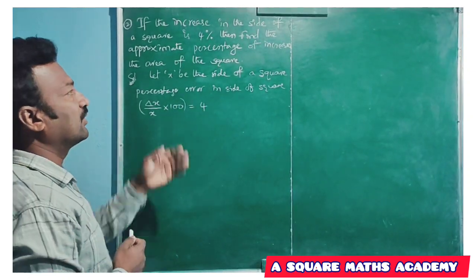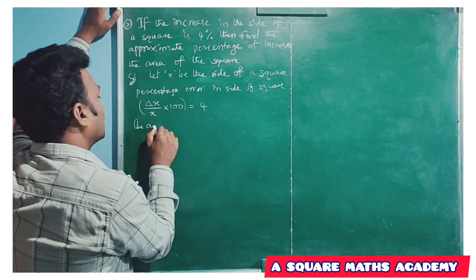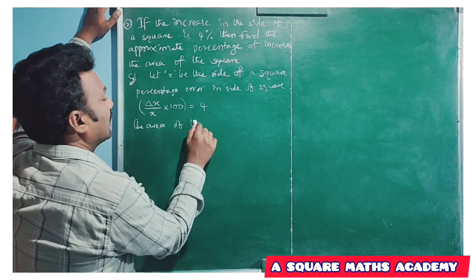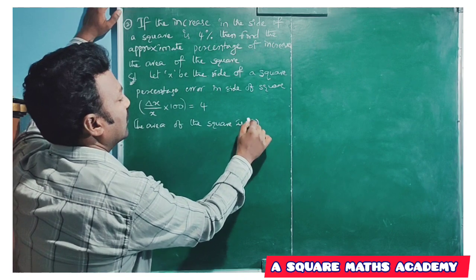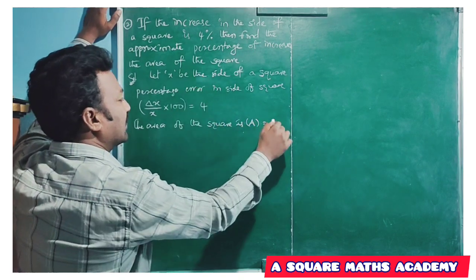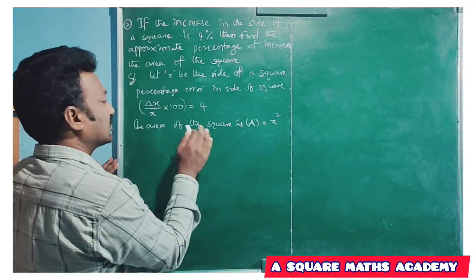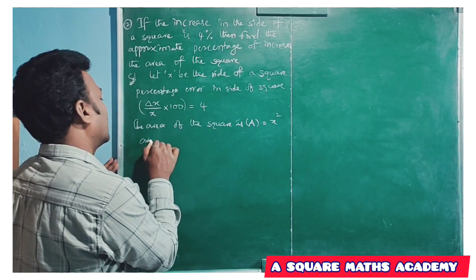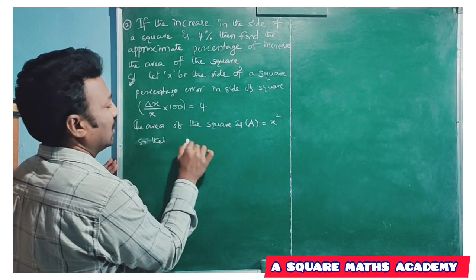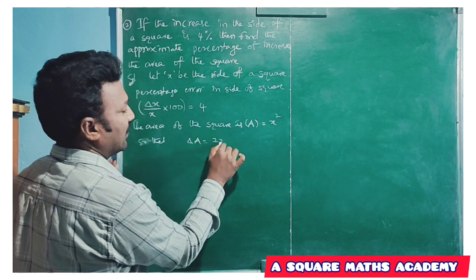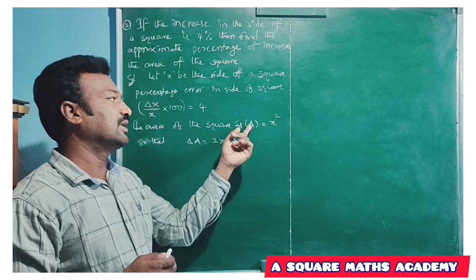Okay, so after that, we know the area of the square. So what is the area? The area of the square is A equals side square. Side is nothing but x, so x square we take here. Now we find the small error in the area. So delta A equals 2 into x delta x we get here. Area is nothing but A equals x square.